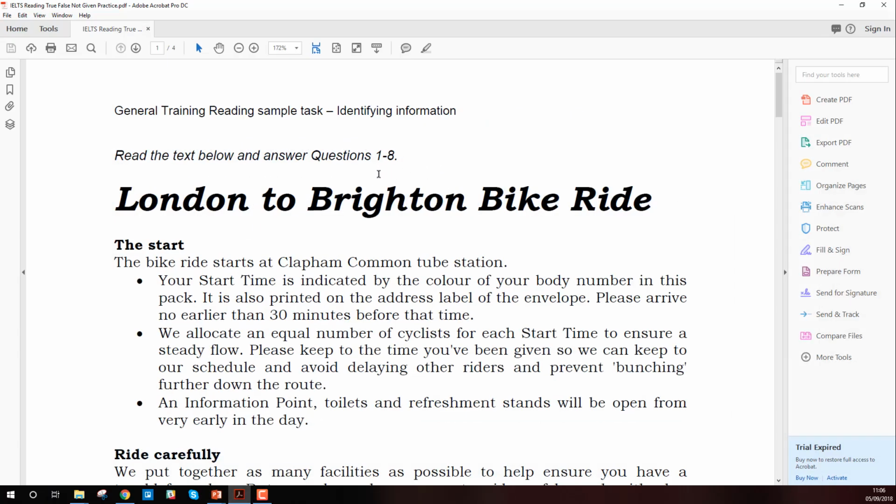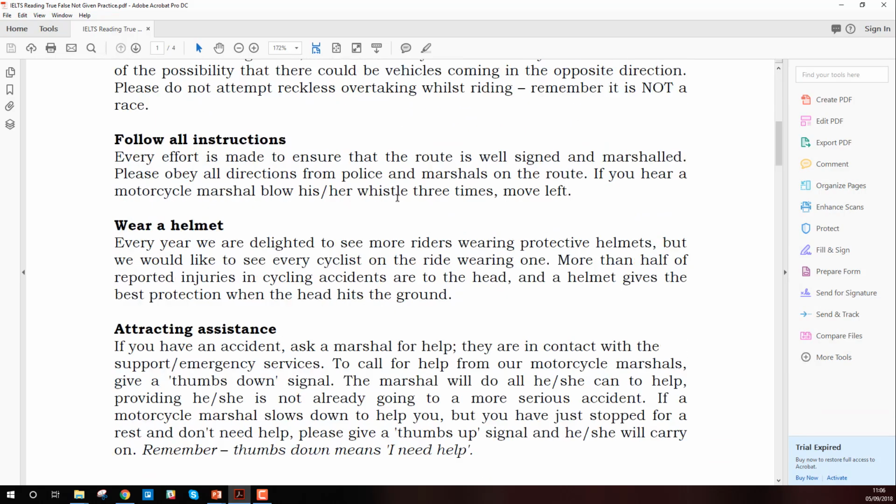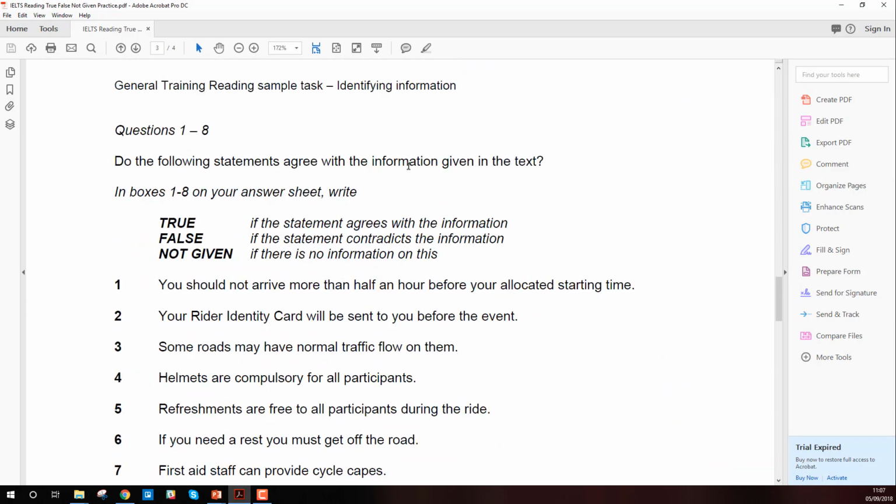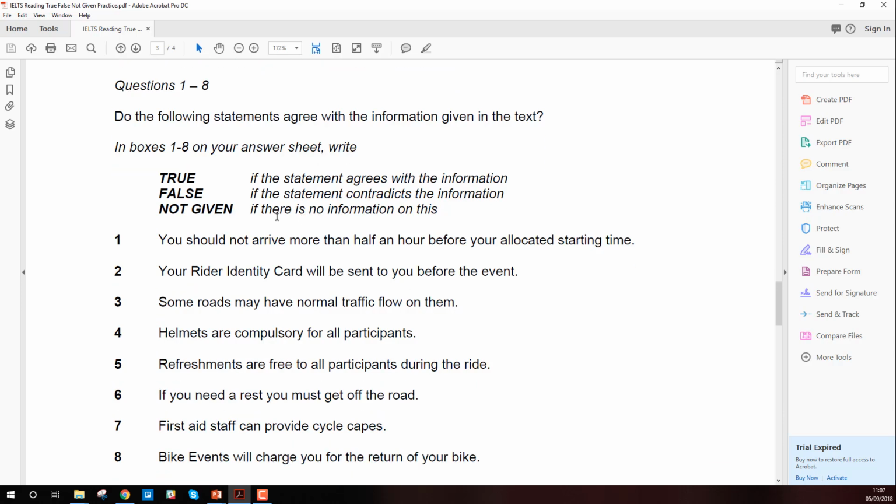Let's look at this. Okay, so we're not looking at the text. We're looking at the statements first. Okay, so we're going to read the instructions. Do the following statements agree with the given text? So it's a true, false, not given, yes, no, not given. Write true, write false, write not given. Many of you email me and say, can I write T or F or NG? What does it say? Write true, false, not given. Do what they tell you to do.